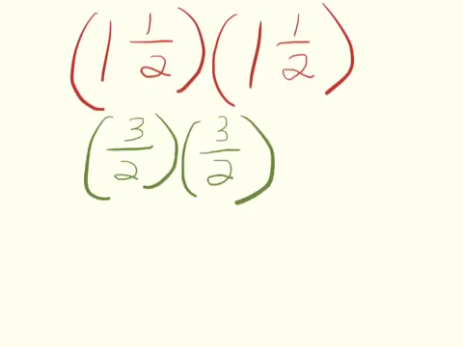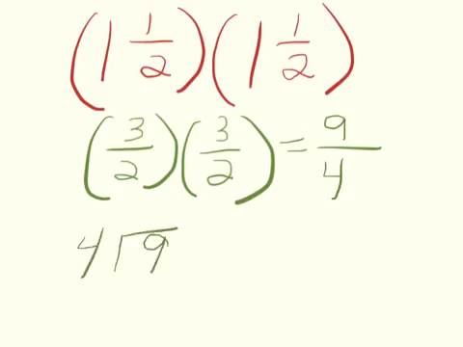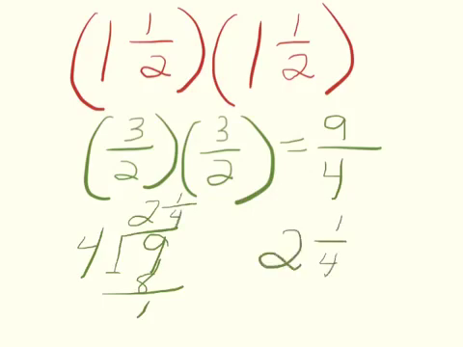I look for opportunities to cross-cancel. I have a 2 and a 3, a 2 and a 3. Nothing can go in except for 1, so I can't simplify. I can't cross-cancel. Now I'm going to multiply. 3 times 3 is 9. And 2 times 2 is 4. Now I've got to simplify, so I'm going to divide. 9 divided by 4 is 2. 2 times 4 is 8. 1 left over. So I get 2 and a fourth.